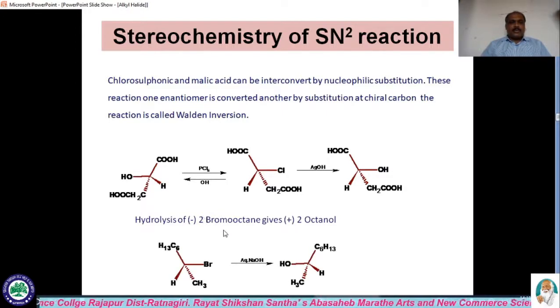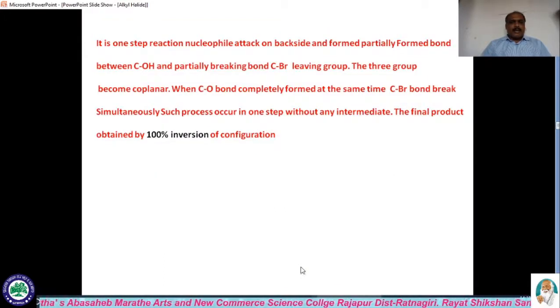Next point, hydrolysis of 2-bromooctane gives 2-octanol having a different configuration. It is another example. We see that this mechanism is a one-step reaction, because bond breaking and bond making take place simultaneously. In this reaction, the backside attack forms a partial bond between C and OH and partially breaks the C-Br bond, and the leaving group departs. The three groups become coplanar when the C-O bond is completely formed, and at the same time the C-Br bond breaks. Such a process occurs without any intermediate.